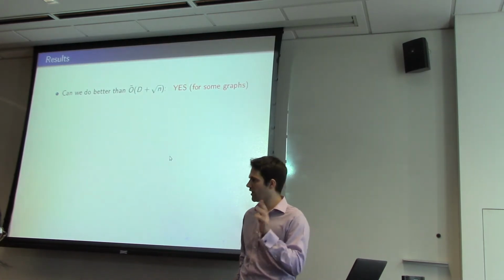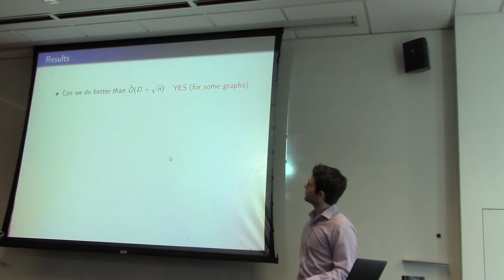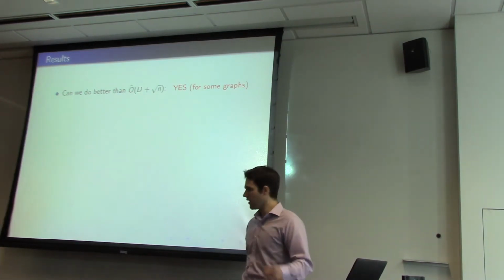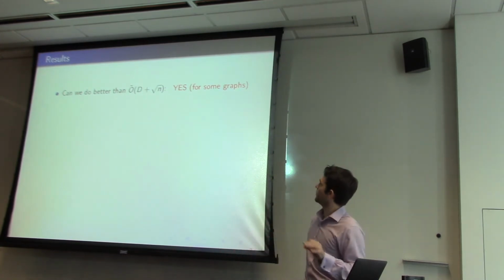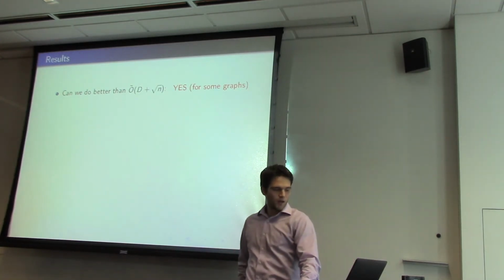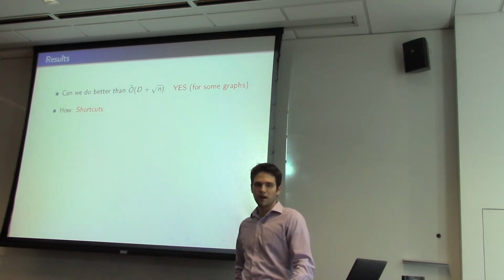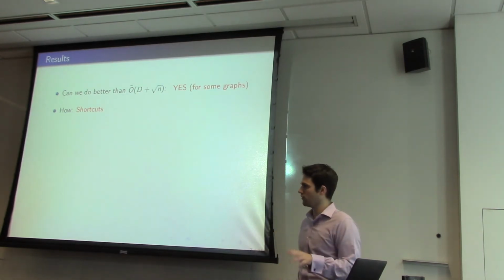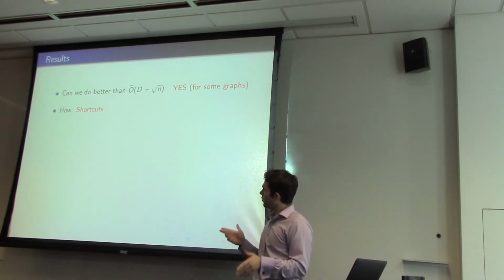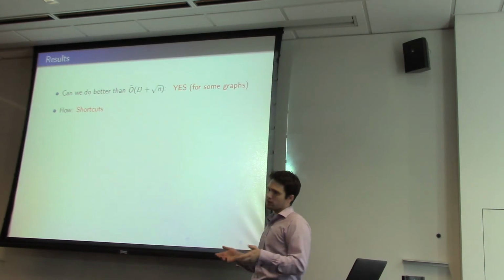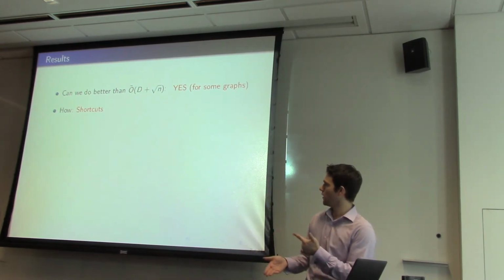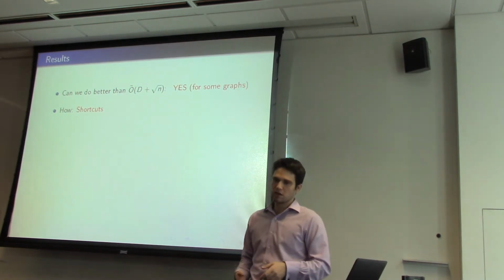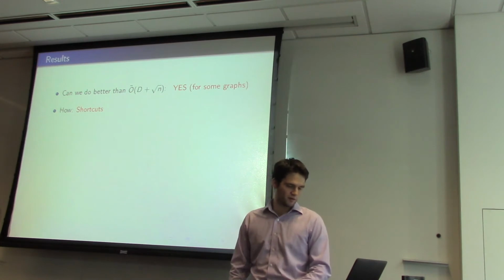So, can we do something better than what the lower bound would tell us? Yes, for certain kinds of graphs. And the way we do it is by using a framework called shortcuts, which I'll introduce throughout the lecture. It's a framework that will allow you to make simple and efficient protocols to solve problems such as the minimum spanning tree.